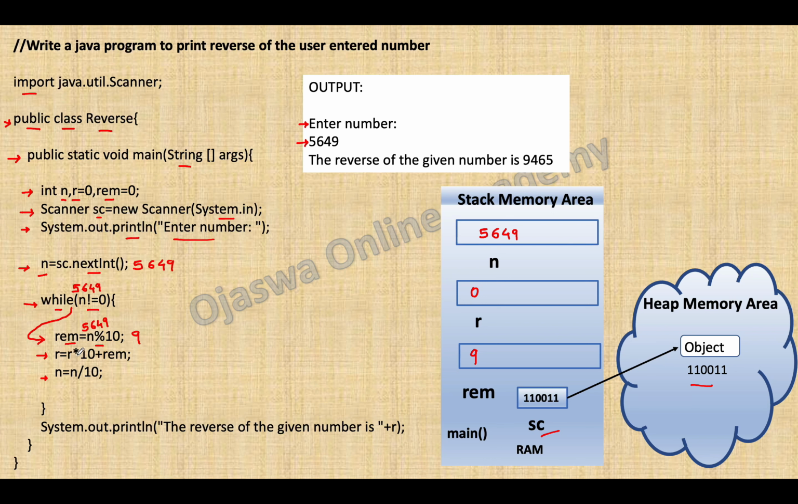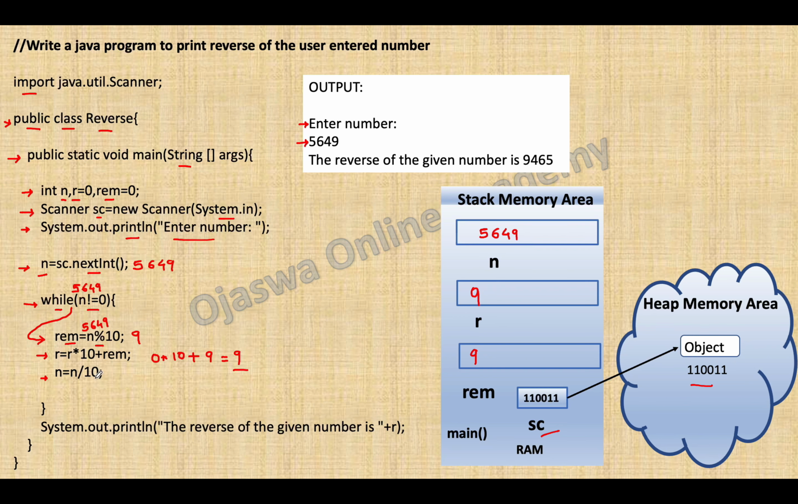Next statement is r equal to r multiplied by 10 plus rem. So this is the logic to reverse the number. If you substitute this formula, value of r is 0 multiplied by 10 plus value of rem is 9. 0 multiplied by 10 is 0 plus 9 which is equal to 9. So r equal to 9. Now inside the memory, value of r is replaced with 9.